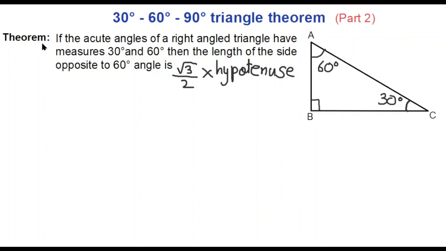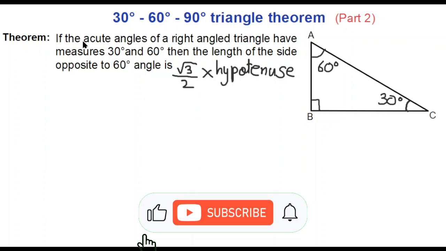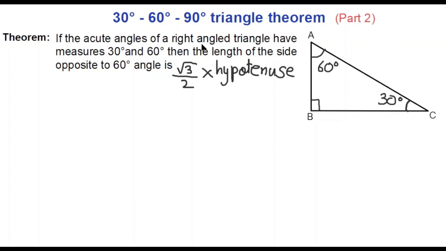Now the statement of this theorem is: if the acute angles of a right angled triangle have measures 30° and 60°, then the length of the side opposite to the 60° angle is root 3 upon 2 into hypotenuse. Okay. See, here there is a 30-60-90 triangle. That means it is a right angle triangle having the measures of acute angles as 30° and 60°. Then the length of the side opposite to the 60° angle.